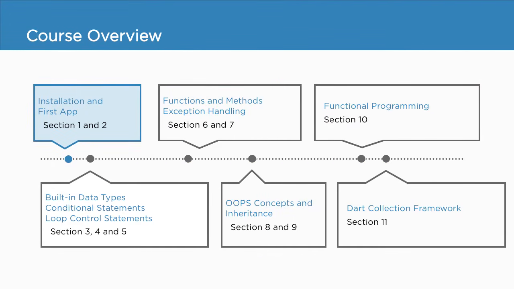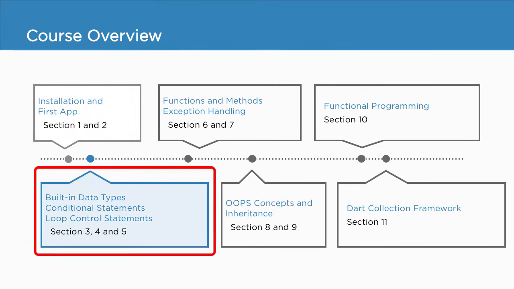Keeping in mind the beginners, the course has been divided into 12 sections, each comprising multiple videos and quizzes. In the first two sections, you will install the required software and get introduced to Dart and thus write your first program in Dart. Proceeding in sections 3, 4 and 5, you will explore various built-in data types.